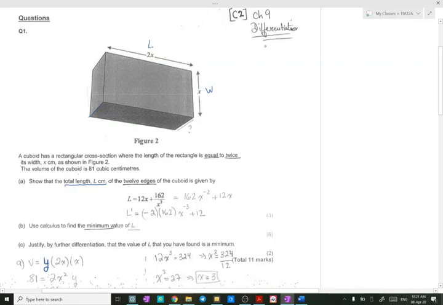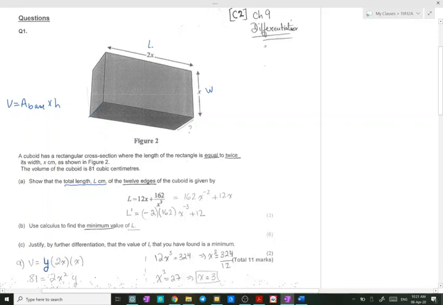The volume of the cuboid is 81 cubic centimeters. Now we know that the volume is made up of the area of the base times the height. Show that the total length L of the 12 edges of the cuboid is given by this expression. Let us just see why there are 12 edges.